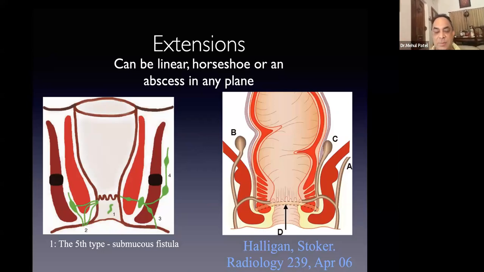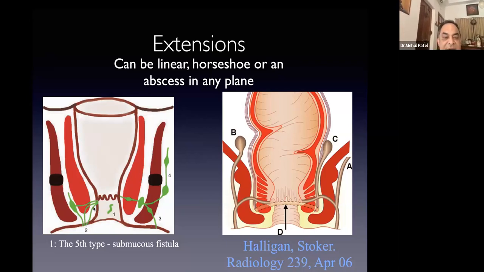So what are those potential sources of sepsis? If you have a primary tract like this, right, this is a transsphincteric tract. So look at this very carefully. So here is an intersphincteric tract. This intersphincteric tract can have, beyond this, a horseshoe that is going around the anal canal. Here is a transsphincteric tract. This can have an extension. See, the extension is outside the sphincter, right? But we are defining the tract by the nature of the primary tract.